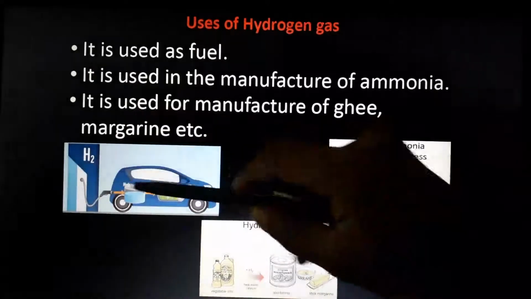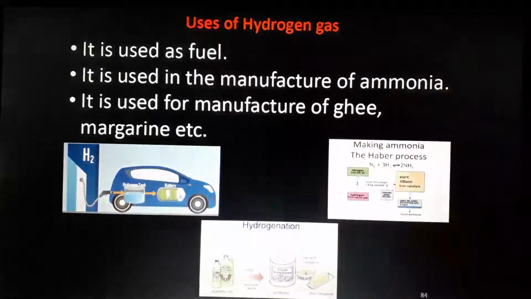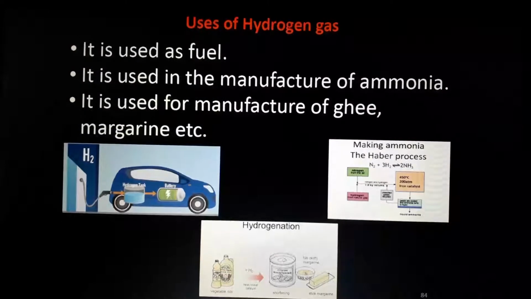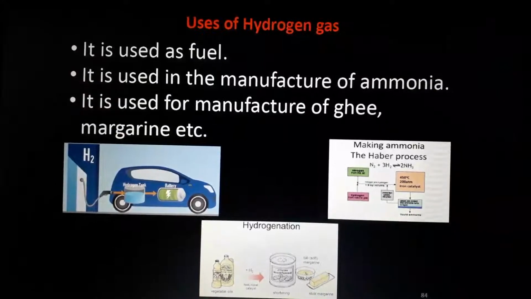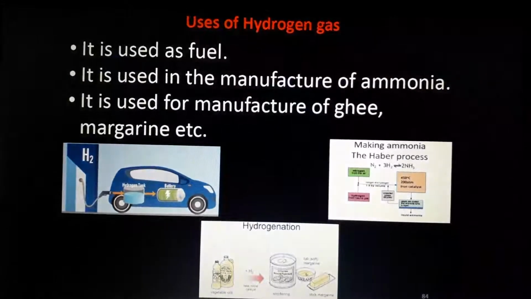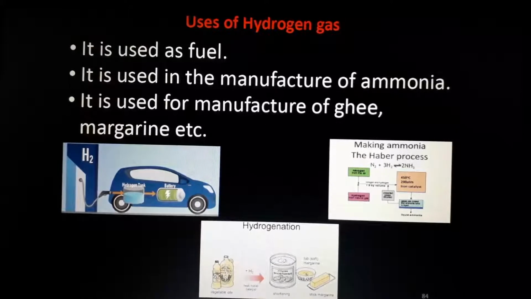This is a wrong picture. Hydrogen we cannot use in a car and all. It is highly explosive. If we use hydrogen, it will blast our engine. For industrial purposes, we are using hydrogen as a fuel. Okay, hydrogen is a highly inflammable gas.